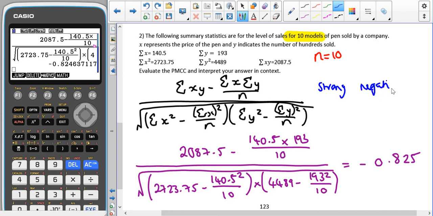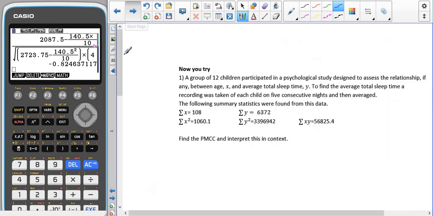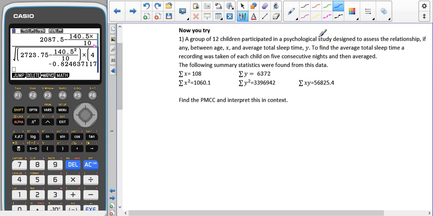So that means that this time we have strong negative linear correlation between, and this time it's the price of the pen and number of hundreds sold. So I'd now like you to pause the video and give the Now You Try question a go.